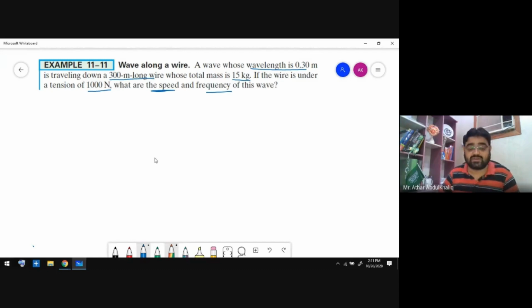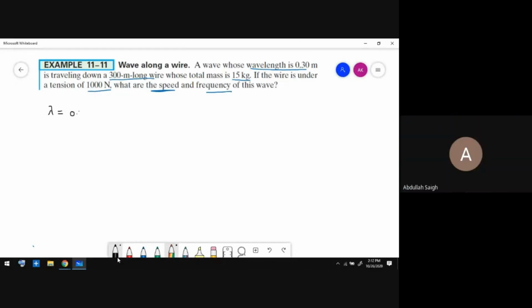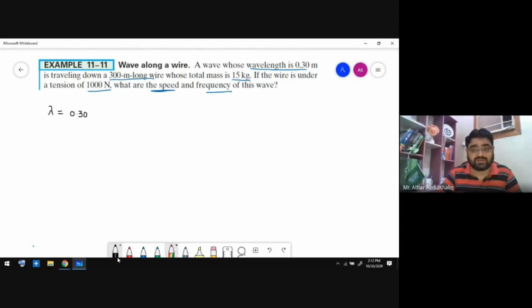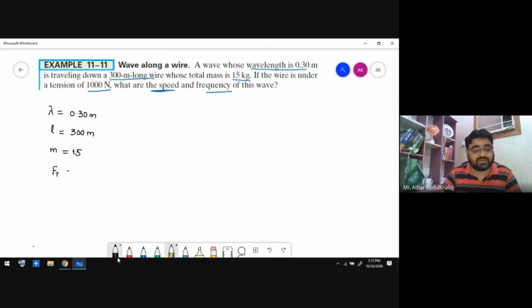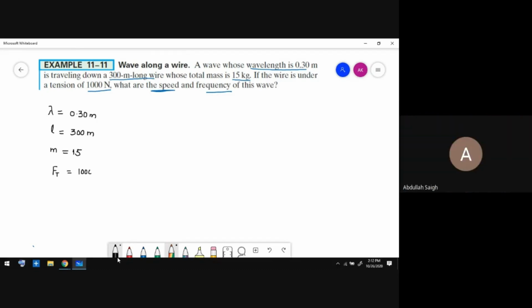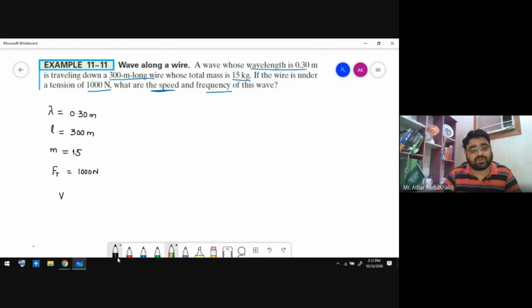Let me start with this question. As you are well aware, we need the data first. The wavelength is 0.30 meter, the length is 300 meter, the mass is 15 kilogram, and the force, the tension Ft, is 1000 Newton. What is to find? First of all, we have to find V.